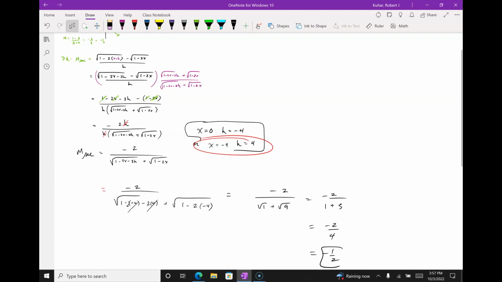It didn't end up in the bottom. The bottom's from the conjugate. See the purple? Purple over itself? That's one. When I distribute upstairs, the radicals cancel. And all I'm left with is the negative 2H.